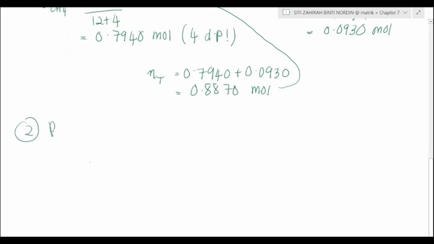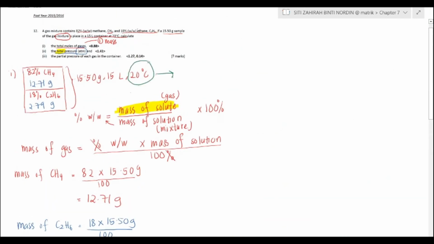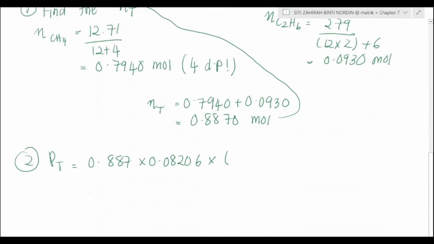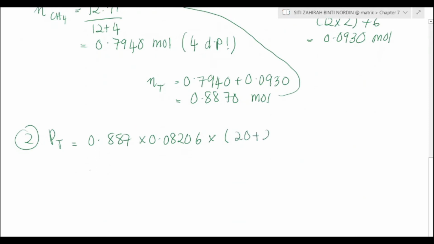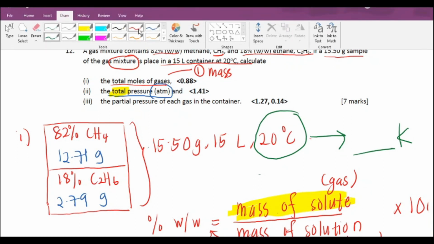Okay, so just substitute your mole total into your ideal gas equation. Second step, calculate your total pressure. So your mole is 0.887 times 0.08206 times, don't forget to convert this temperature into Kelvin, 20 plus 273, divided by 15. So the answer will be 1.42180 atm.